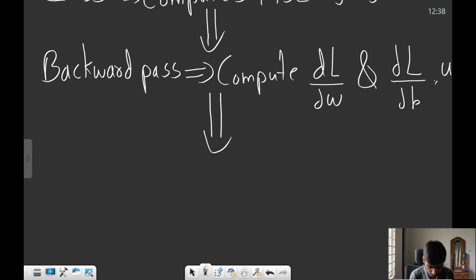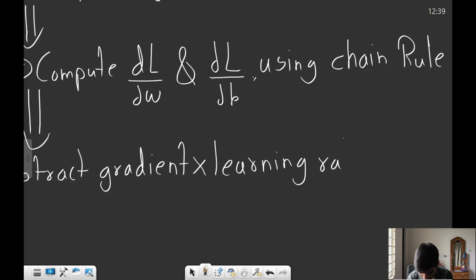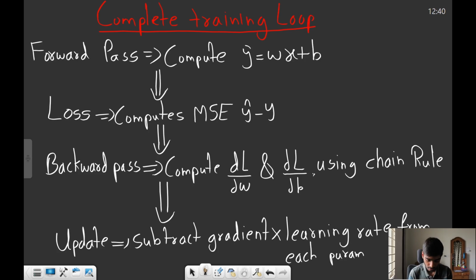So we update the weight and bias with the new values in backpropagation using gradient descent. So we update the values: subtract the gradient times the learning rate from each parameter. Now repeat this entire process for each epoch.